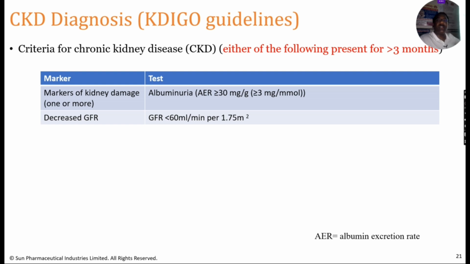So criteria for DKD: either of the following present for more than 3 months. One, markers of kidney damage, that is your structural damage, so albuminuria. Another one is decreased GFR, so GFR is less than 60 ml. These two should be present for more than 3 months duration. So one is albuminuria, the second one is GFR.